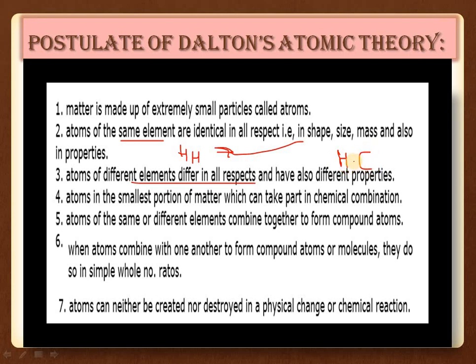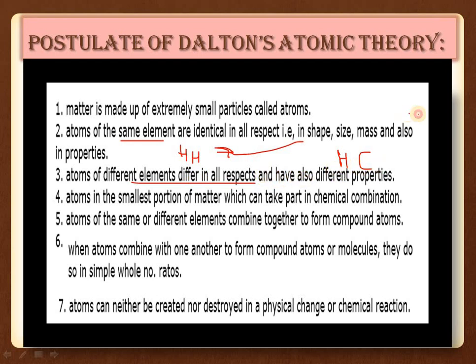An atom of hydrogen is from the element hydrogen and an atom of carbon is from the element carbon. So both the elements are different, so all their properties are also different. This is what was said by Dalton: if atoms of the same element are there, they have the same properties. But if atoms of different elements are there, then they have different properties.